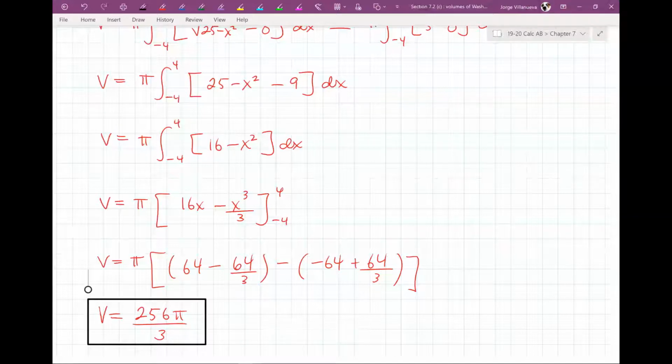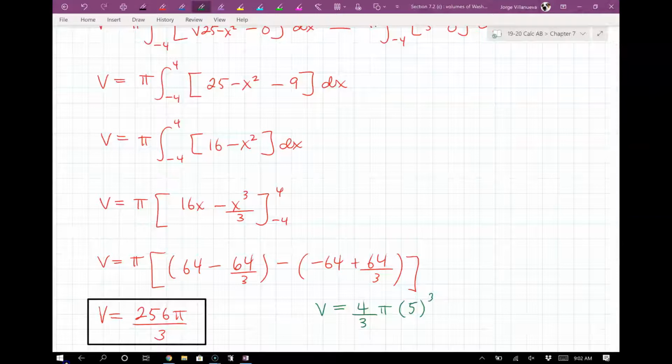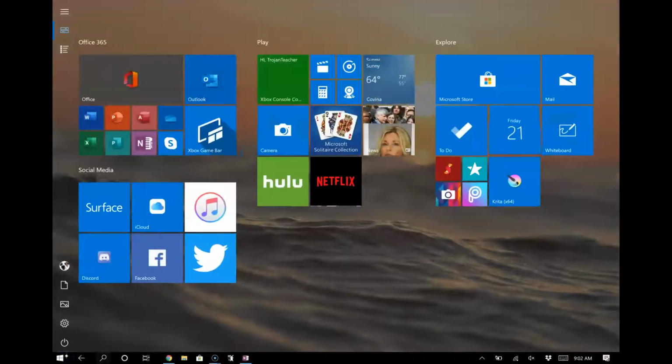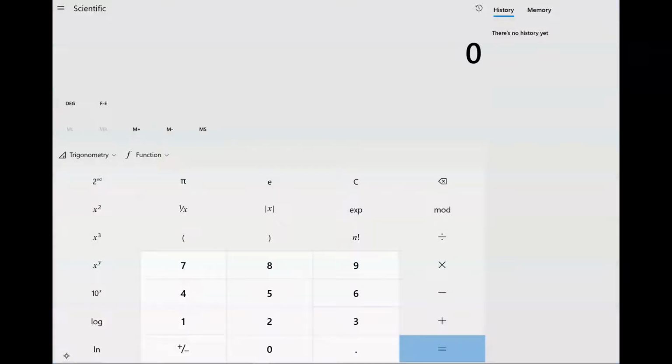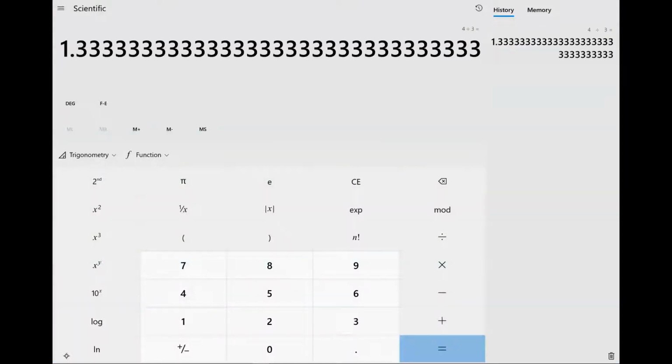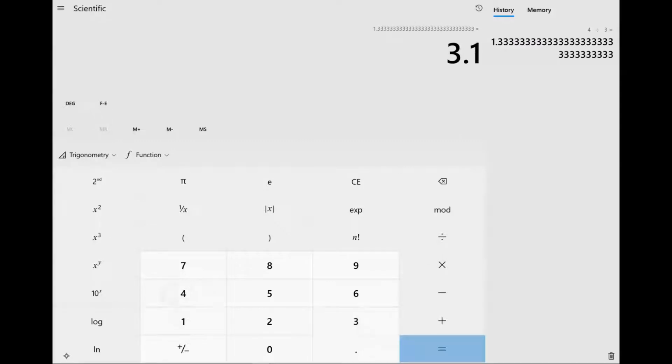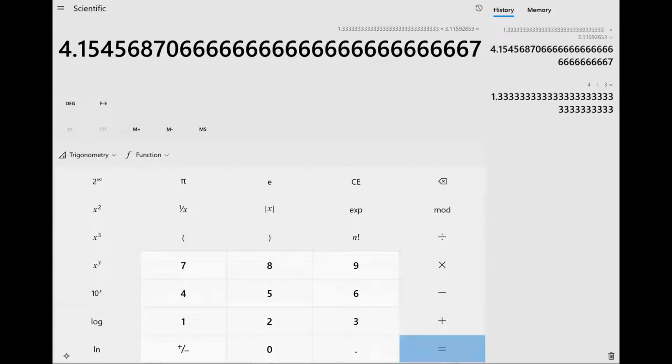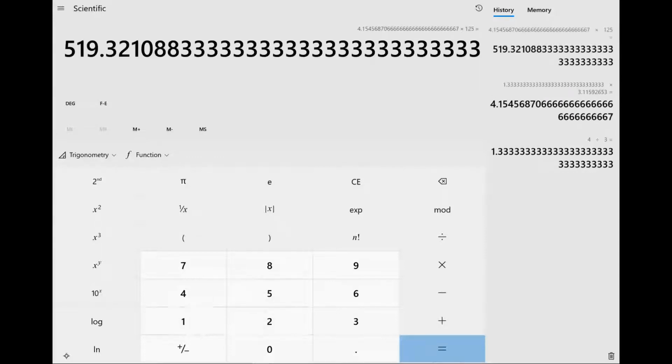I'm just curious. I don't think I've ever done this. What would be the volume of the sphere? 4/3 pi 5 cubed, right? Do I have a calculator that's readily available here? Let's see. Just out of curiosity, 4 divided by 3 times 3.141592653, and then times 5 to the third, that's 125. So it's 519.3.